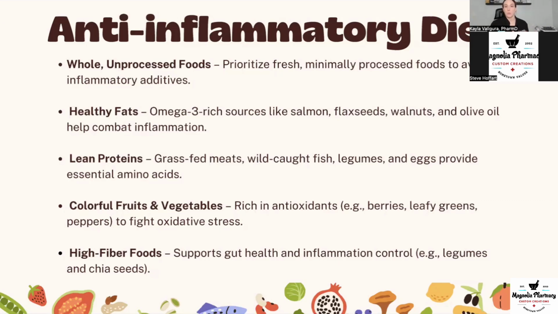That way they're not full of the things that we're trying not to eat, full of these heavy metals and toxins and things like that. Colorful fruits and veggies, these are rich in antioxidants and they help with oxidative stress, as well as high fiber foods. So that's going to help our gut. It's going to help feed those gut microbes and help promote a healthy gut environment.